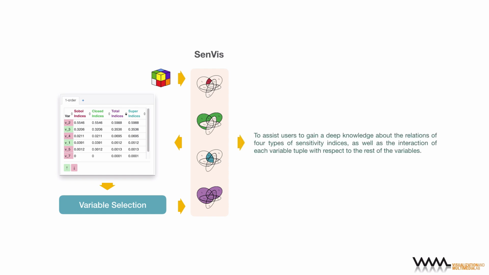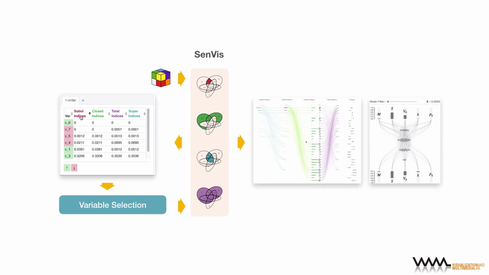The purpose of the designed visualization is twofold. First is to directly show the relations of 4 types of sensitivity indices as a generalization of the Venn diagram for large N. Second is to visualize the relative importance quantity to help users dive deeper into the interaction of the influences from different variables. To achieve this, we designed 2 visualization views for the visual analysis of sensitivity indices.